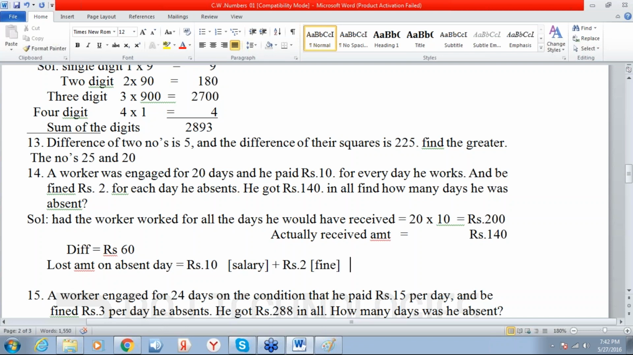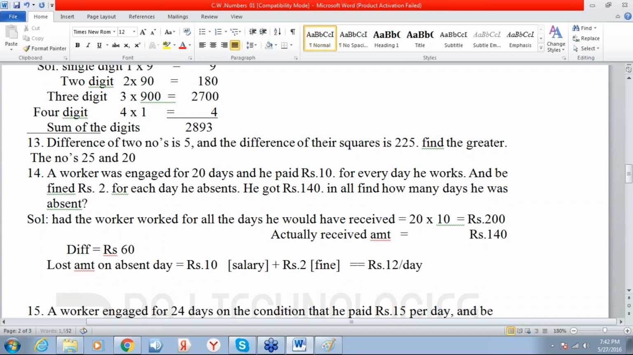For every day, he loses 12 rupees. Rupees 12 per day, right? So, how much did he lose in total? 60 rupees.